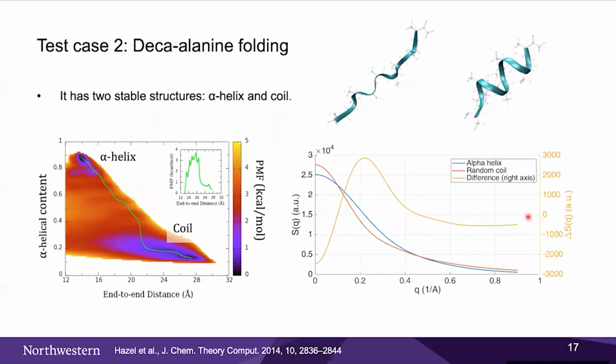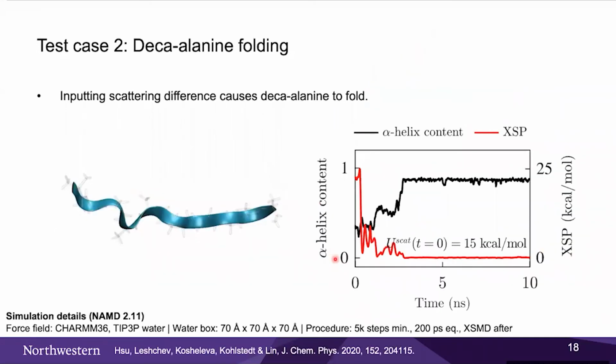And in this case, you can see that the difference signal, the difference scattering, is actually negative because the protein has lost surface area, and that's why we're seeing a negative signal here. But we also put this signal into the simulation, and what I'm going to play is again a video. On the right, you see the alpha helical content goes up as it approaches the helical structure. And the X-ray scattering associated potential should be minimized because that's the objective function that we're trying to minimize. So I'm going to play the video.